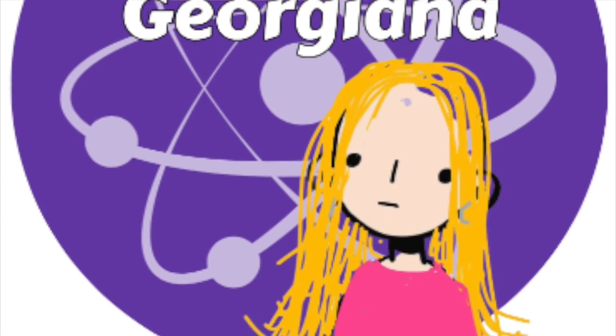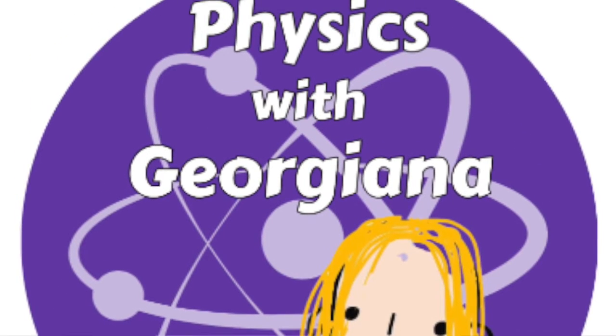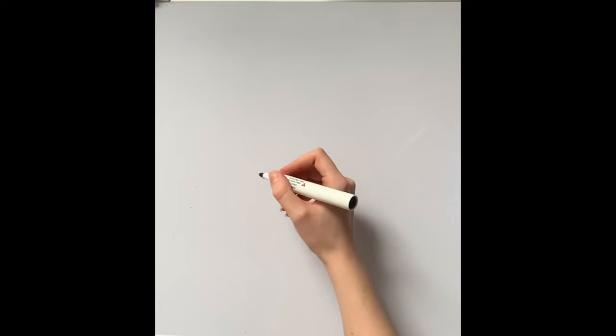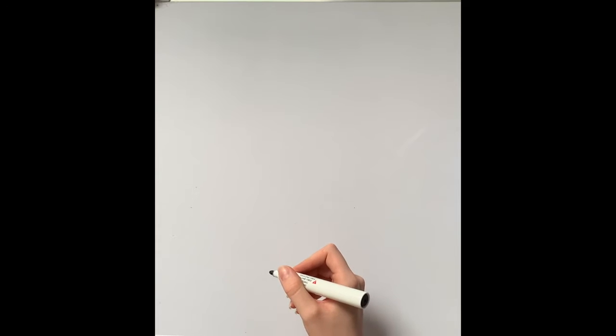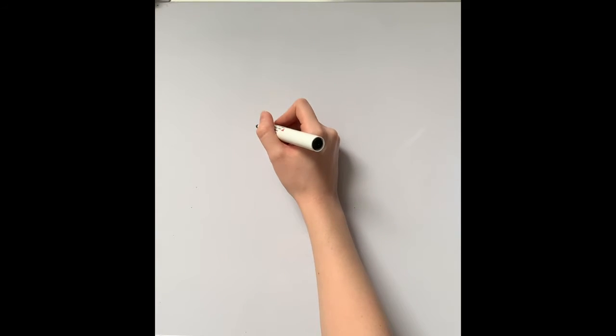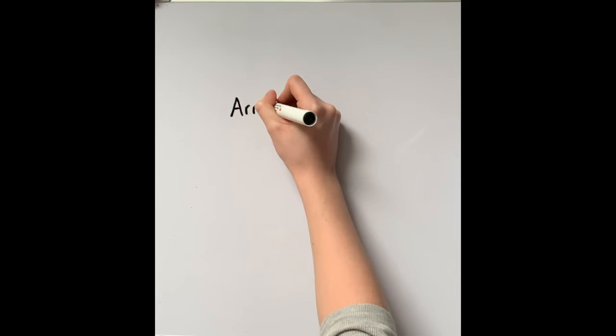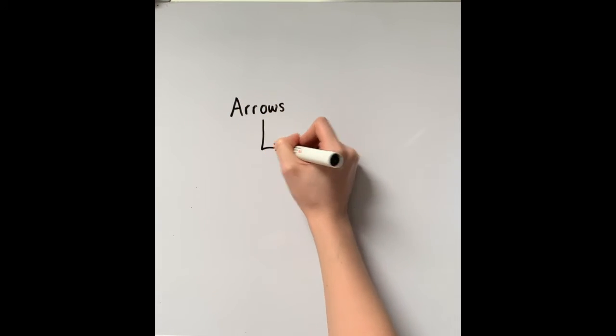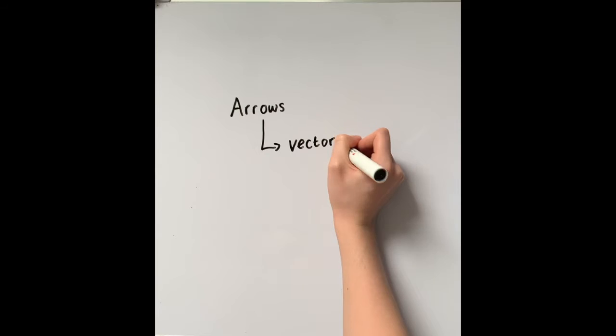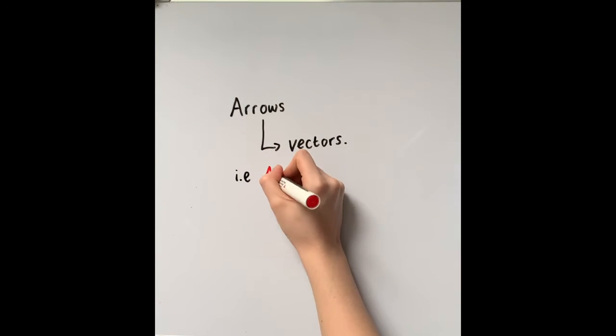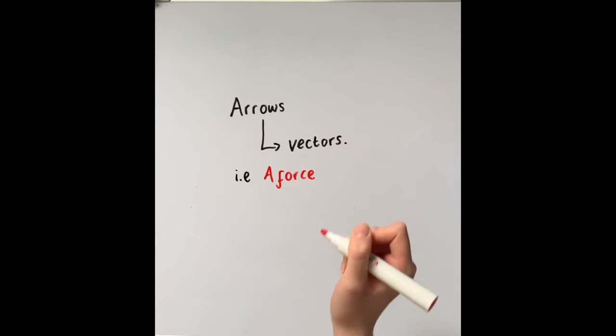In the previous video, you should have understood that we can use arrows to represent things called vectors. If you don't remember this, it may be a good time to pause this video and go and watch the other video that will be linked down below, called Vectors and Scalars. So because we know force is a vector, this means we can represent forces acting on an object by arrows.